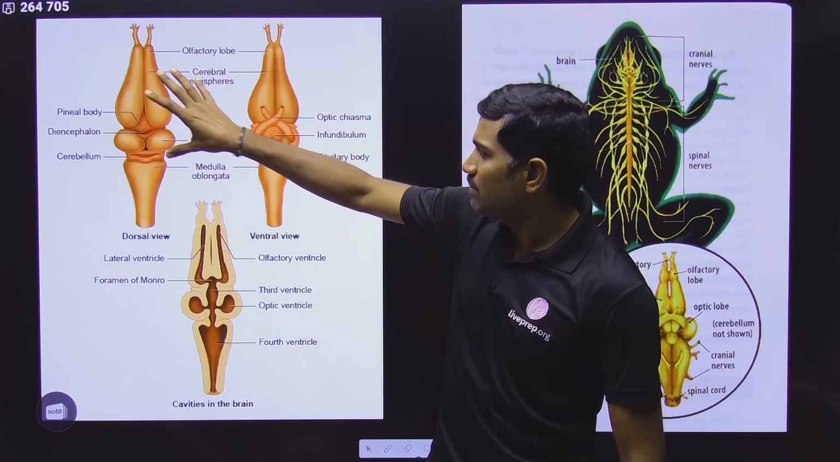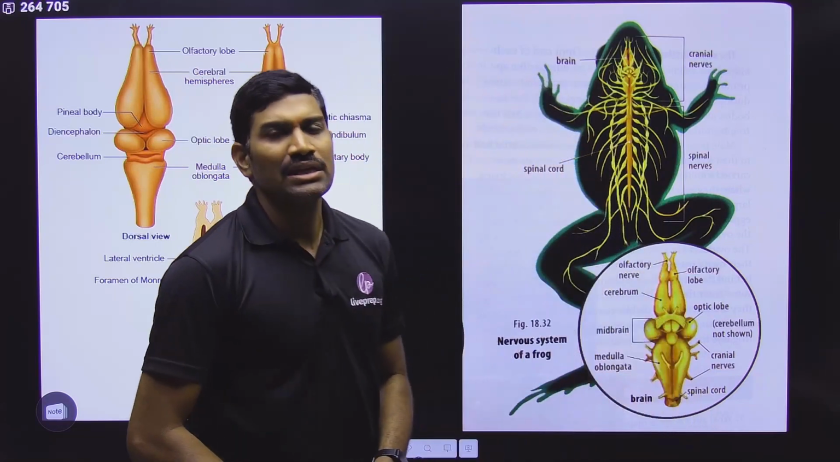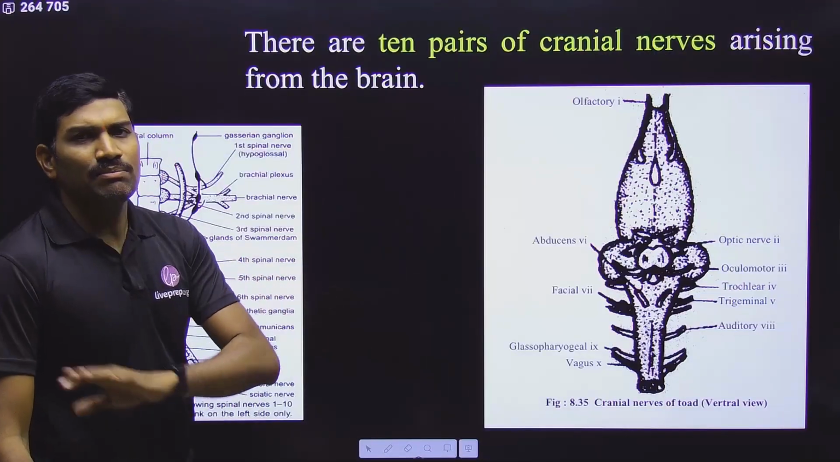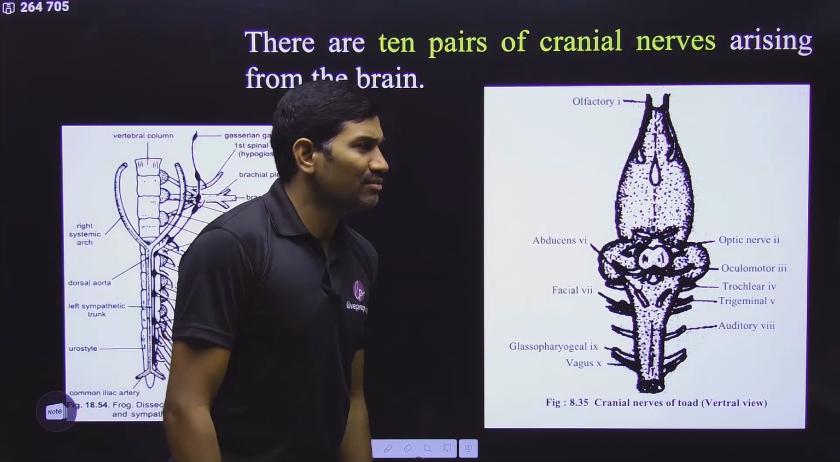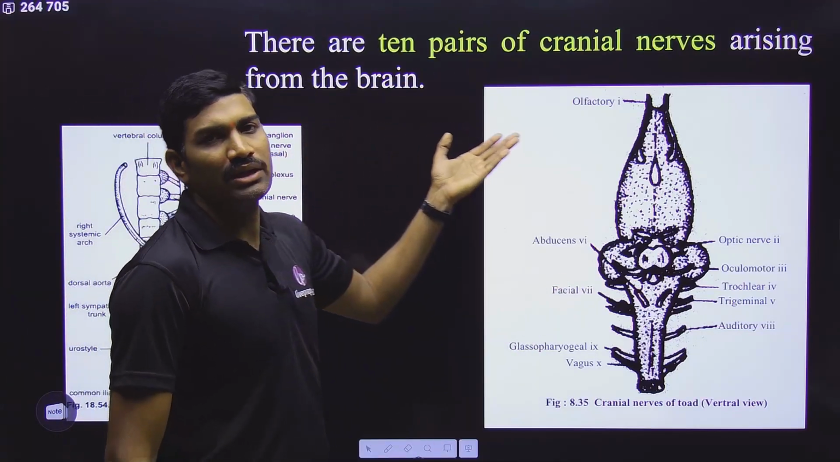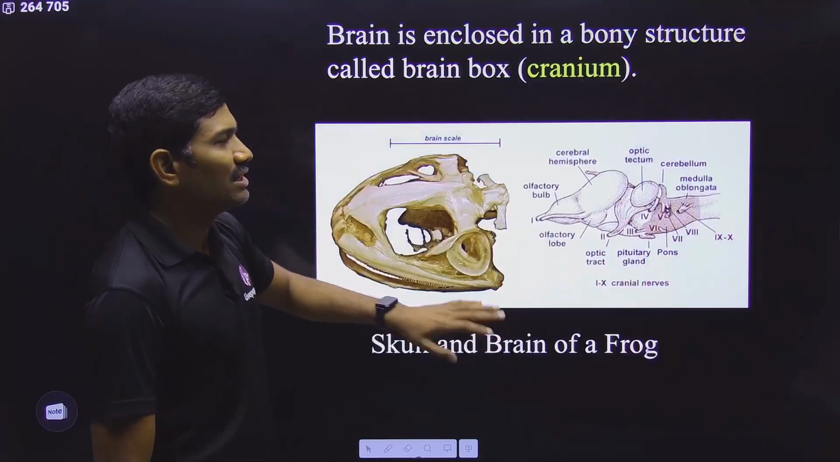But whatever names they have given here, you know all these names, so you can easily remember this. Anyhow, we are not going much deeper into this particular one. Simply, superficially we are studying this information. Next one, there are 10 pairs of cranial nerves arising from the brain. So in the case of the frog, from this brain, 10 pairs of cranial nerves are arising.